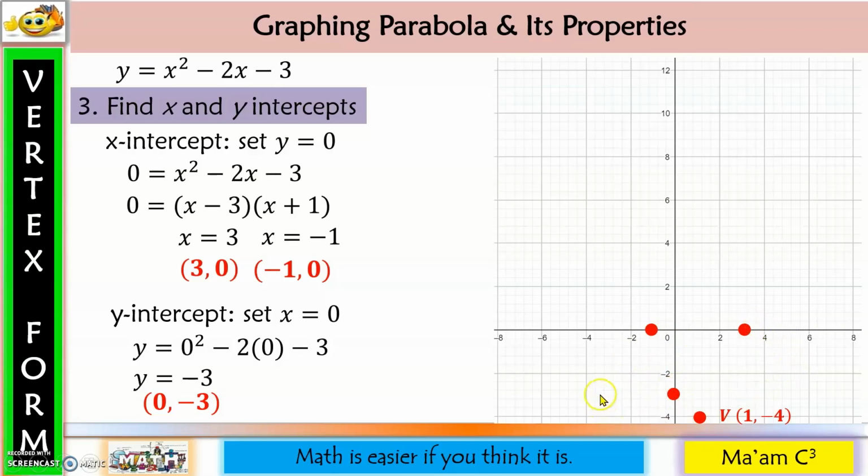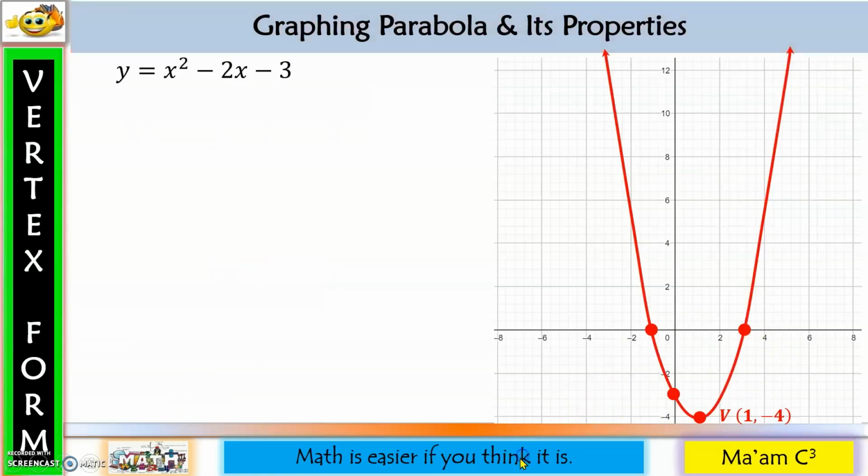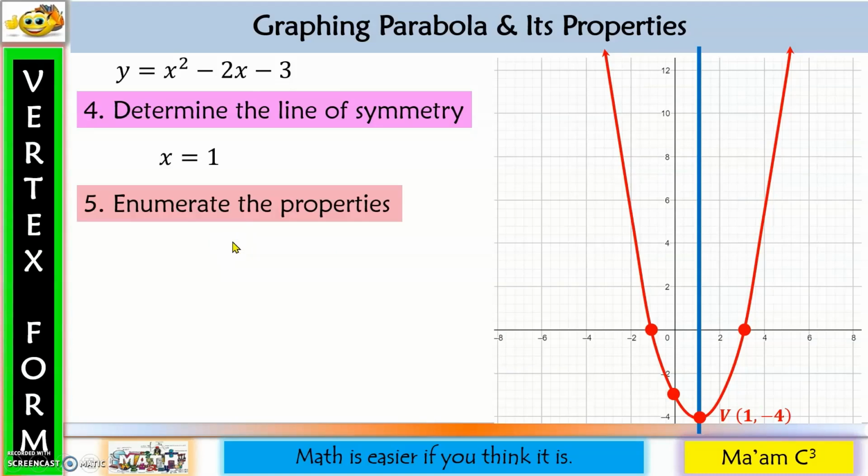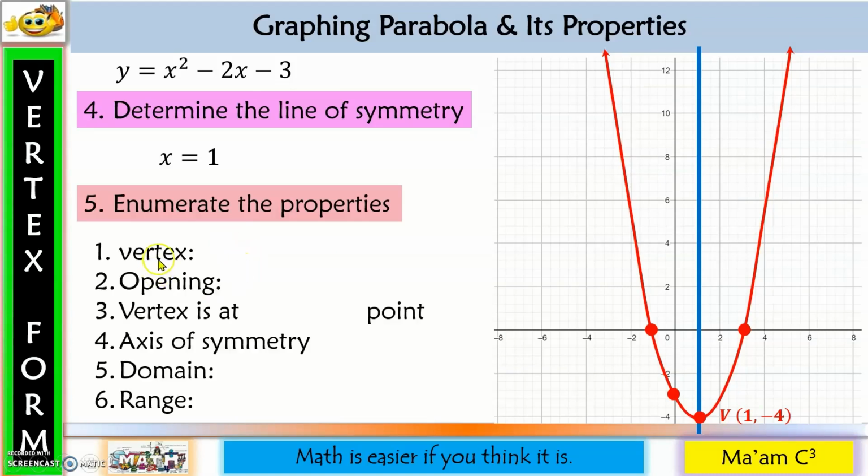Let us now graph our parabola. Next step, determine the line of symmetry. So the line of symmetry passes through our vertex, and it is actually the value of our h. So line of symmetry is x equals 1. And finally, enumerate the properties. So our vertex, 1, negative 4.